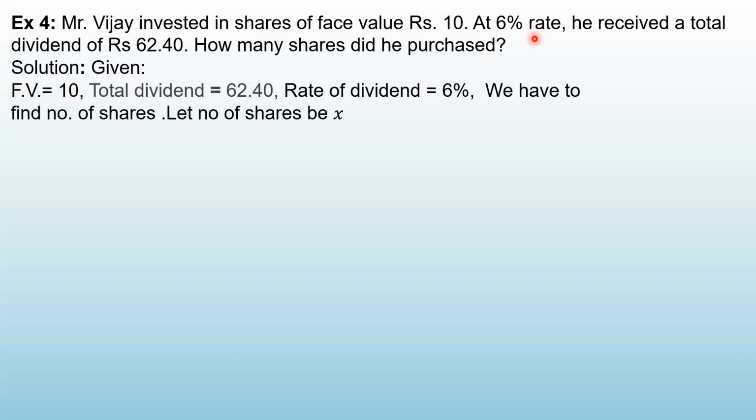At 6% rate, that means what? The rate of dividend is 6%. So here I have written rate of dividend is 6%. And also you are given that he received a total dividend of 62.40. That means this amount 62.40 is the total dividend. So I have written here total dividend is 62.40.